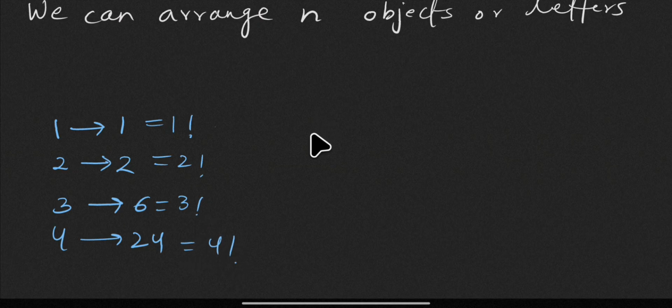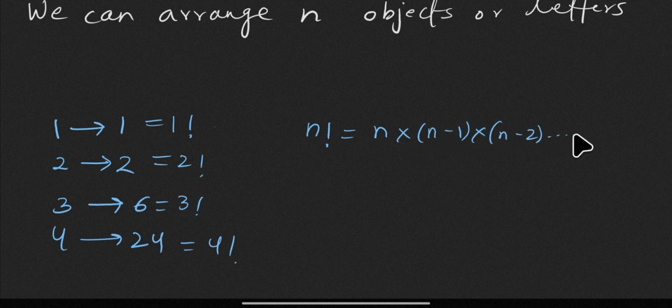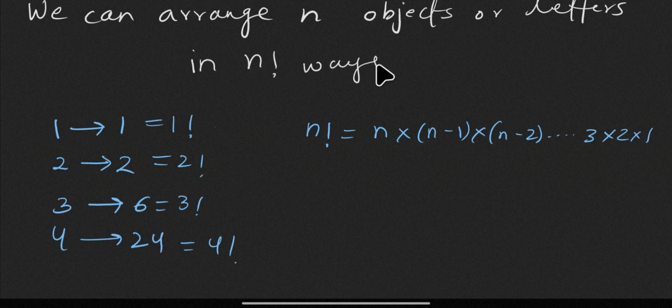So we define the factorial as, suppose I have n factorial, I multiply all the natural numbers less than or equal to n. So that is n into n minus 1 into n minus 2 up to 3 into 2 into 1. Clear? So we can arrange n objects or n letters in n factorial ways.